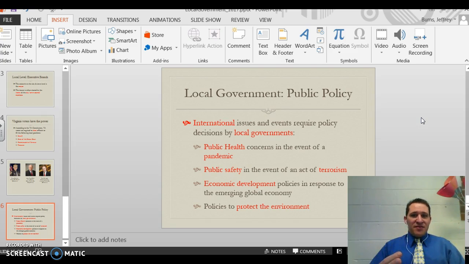Then you have public safety in the event of an act of terrorism. We have to have a plan in place. Think about that red binder right outside my classroom door, A110. That binder is a public safety binder in case we have an act of terrorism. We need to do shelter in place, lockdown, fire drills, etc. That's the local level. Fairfax County is getting us prepared for that. There's also economic development, making sure that if jobs are moving out, we bring jobs in. And then, of course, policies to protect the environment is the last of these 4. So this is where local government responds first.